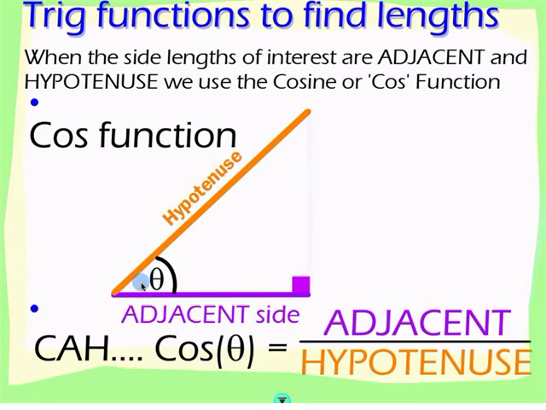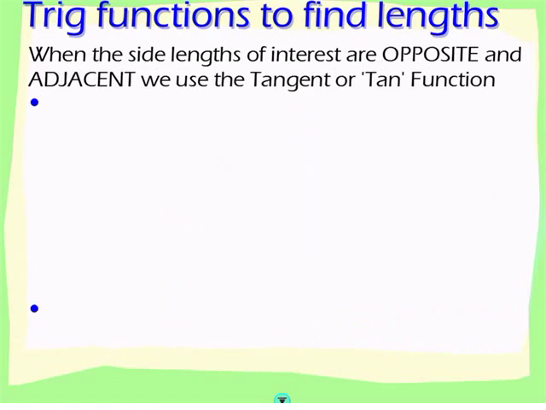So the cos of this angle, say this angle was 45 degrees, we would put cos of 45, press equals, and that would give us a number, and that number would be equal to how long the adjacent side is compared to how long the hypotenuse is. And if we know either one or the other, we can find the one that we don't know.